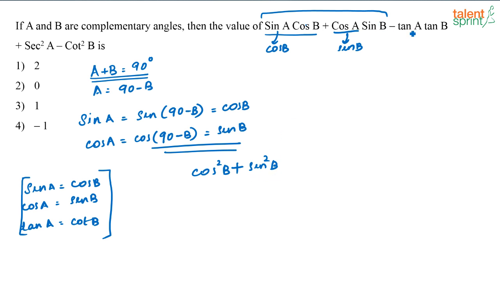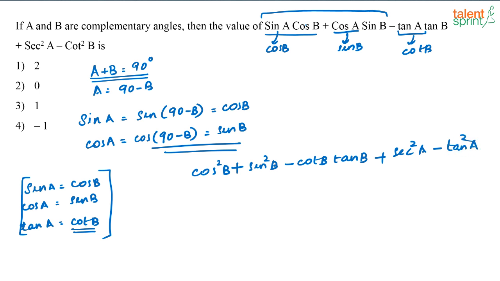Now, here I have minus tan A tan B. I already know tan A is nothing but cot B, so this is cot B into tan B. Then I have sec square A minus cot square B. Again, cot B is nothing but tan A, so cot square B is nothing but tan square A. So, put it like this.